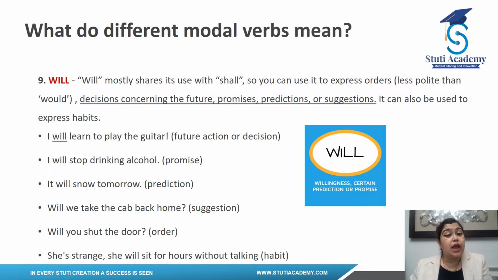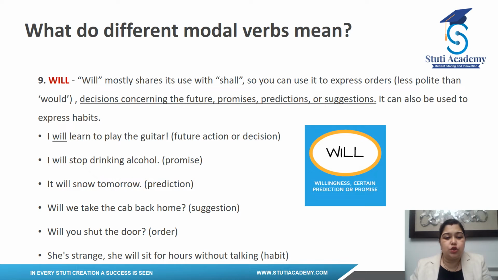But yes, it will snow tomorrow. So what is this? This is nothing but pure predictions. It will snow tomorrow. It is a prediction. Will we take the cab back home? I'm suggesting, I'm tired. Will we take the cab back home? So it is a suggestion. Will you shut the door? Now it's a question, but again in an order form. So will you shut the door? I am asking you and at the same time I'm ordering you.